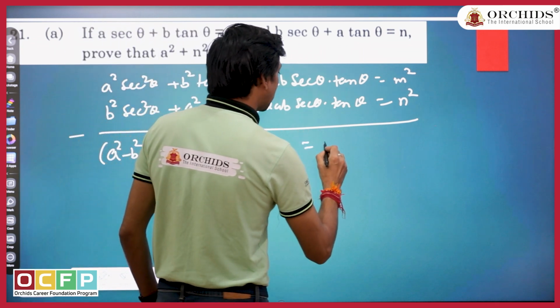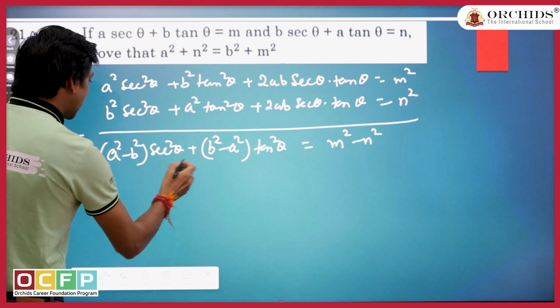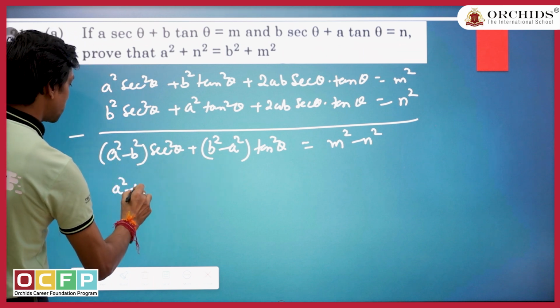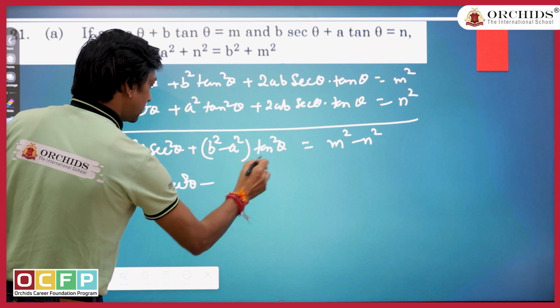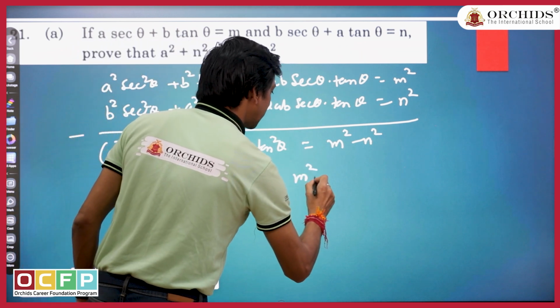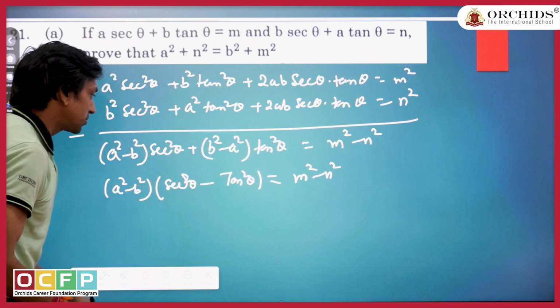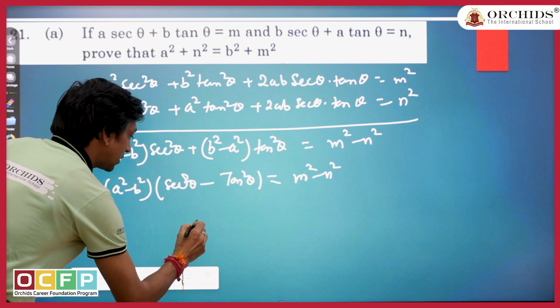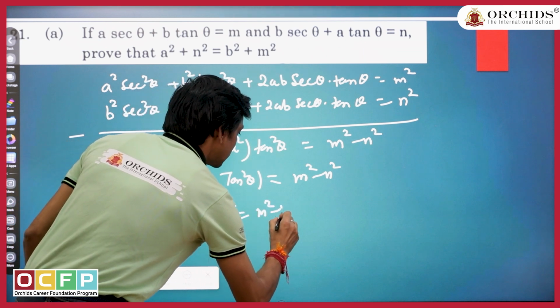So what we'll get from the other side? m square minus n square. Now if you see there, I can take common a square minus b square, and what is left inside is secant square theta minus tan square theta, and that is equal to m square minus n square. Now we have to use this identity, secant square theta minus tan square theta is equal to 1. Finally I'll get a square minus b square, which is equal to m square minus n square.